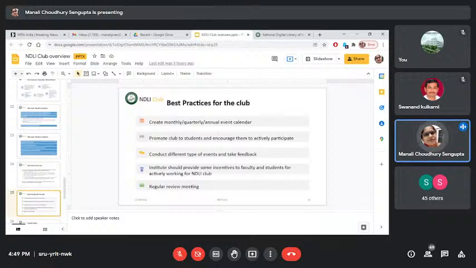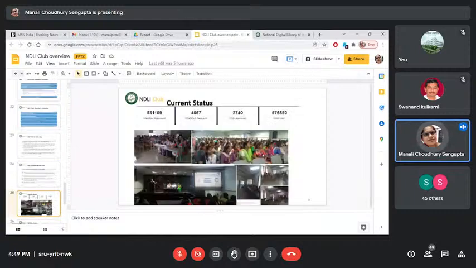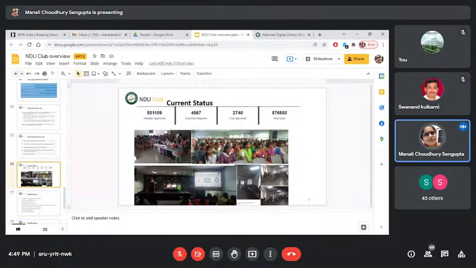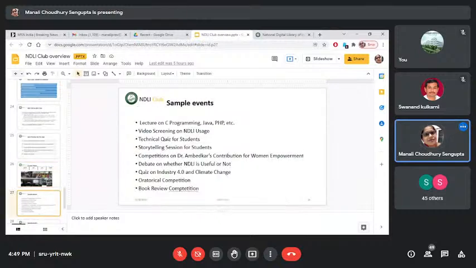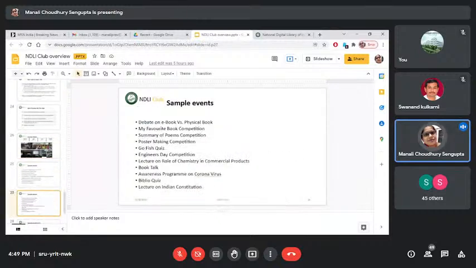And it is the responsibility of these four authorities. They will arrange meetings, they will talk, and they will discuss the kind of events they want to conduct and how they want to promote them. These are the photos which we took before COVID, when many colleges conducted such events using our NDLI Club platform. So I have already talked about sample events.